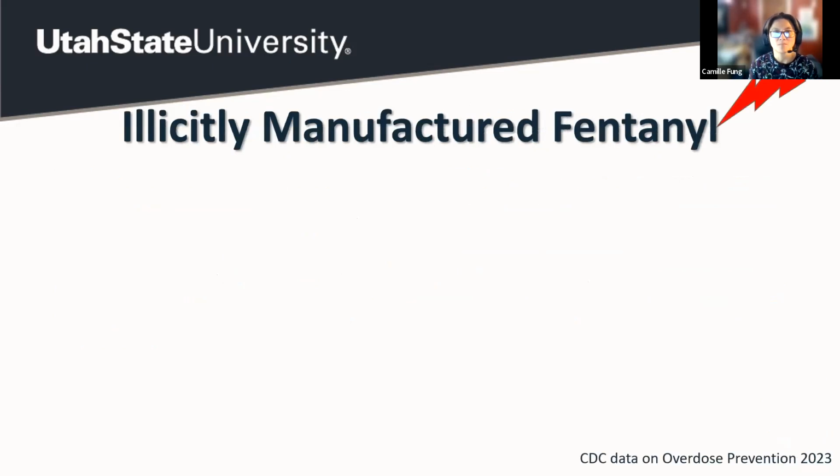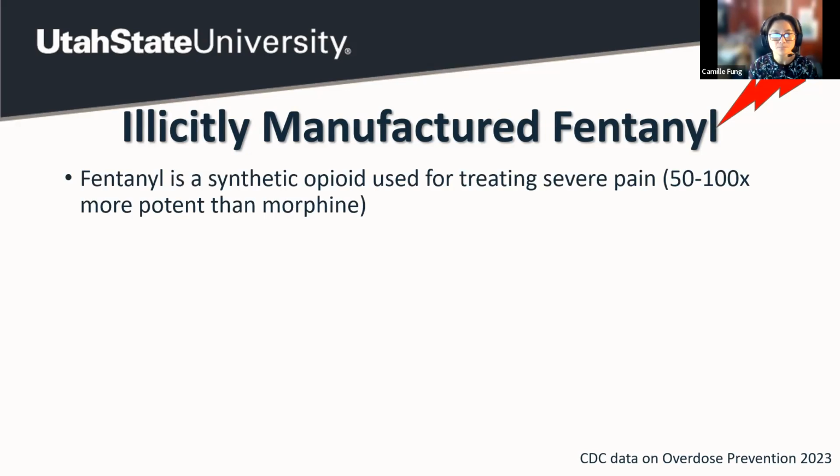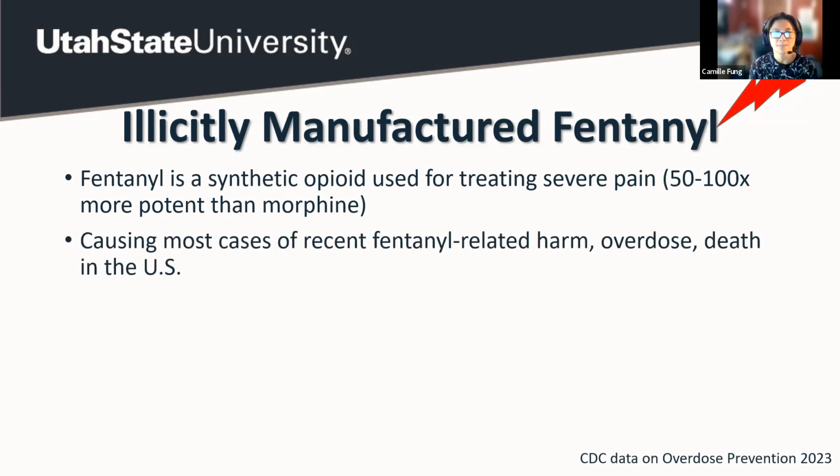I would say OPR use has definitely plateaued, and as practitioners, we are very aware of addiction issues nowadays and have gone through lots and lots of training to curb the number of prescriptions being prescribed overall. But I think the culprit nowadays has really turned into illicitly manufactured fentanyl. Fentanyl is a synthetic opioid that is used to treat severe pain. We just talked about equivalency to morphine: fentanyl is 50 to 100 times more potent than morphine. This is the drug that is being circulated on the streets nowadays, and that's pretty scary. The illicitly manufactured fentanyl in particular is causing the most cases of recent fentanyl-related harm, overdose, and death in the United States.